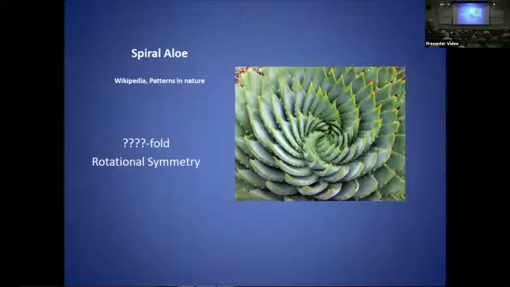How many fold symmetry, rotational symmetry does this have? It's 5-fold, yeah, 5-fold. So if you count these little spirals, there's 1, 2, 3, 4, and 5 spirals. So that aloe has a 5-fold rotational symmetry.